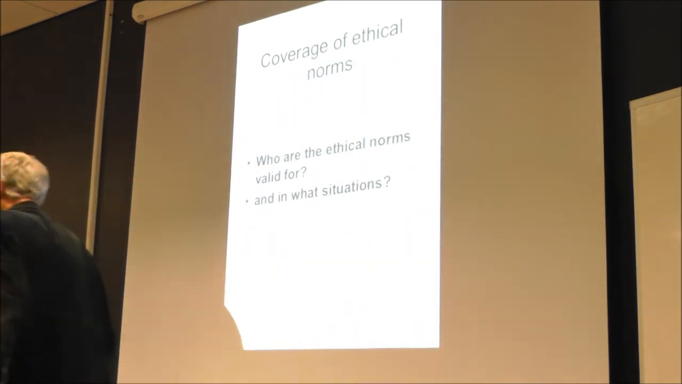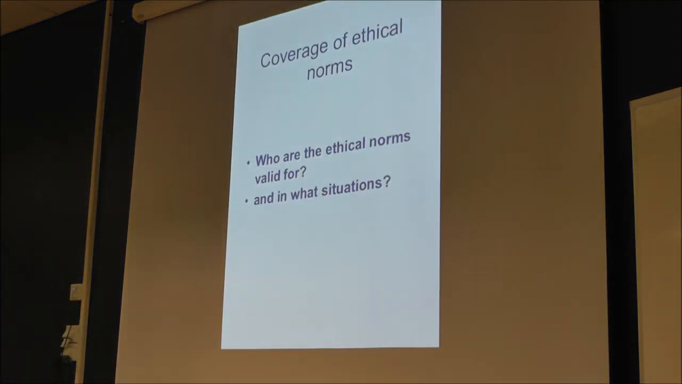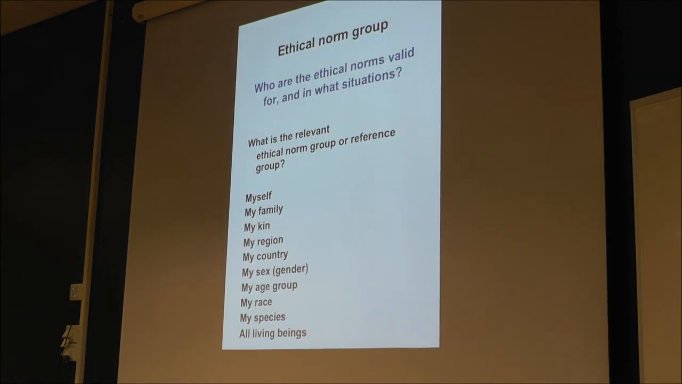Okay, let's have a look then at some of the answers. We'll start by looking at groups of people that people have identified historically with who the ethical norms are valid for. We had one person here who said they could be valid only for myself. So that's number one here on the list. A very small group. I'm going to treat myself well, but everyone else, I don't care.